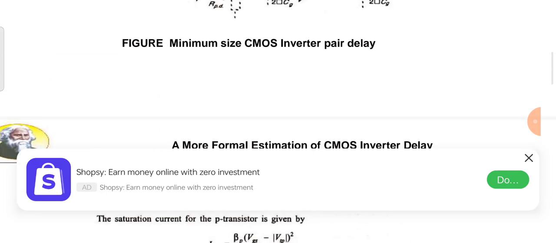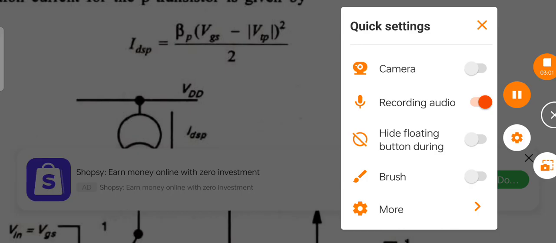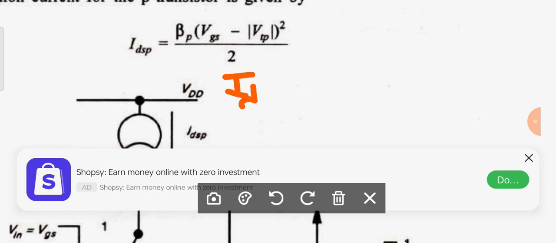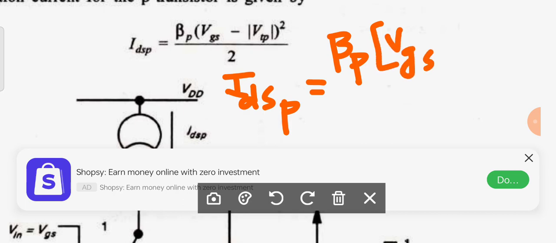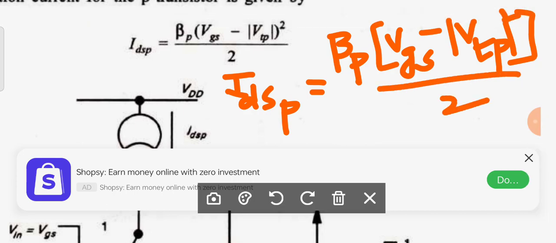You can observe this expression very carefully. Now will you please tell me what is the basic expression? Just now I said IDS, but here I am going to talk about PMOS, so beta P into (VGS minus VT). But we know that for a PMOS transistor, the threshold voltage is negative, therefore I am considering magnitude of VTP, whole square divided by 2. I hope that is clear. This is our expression.